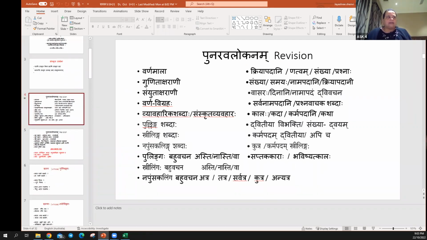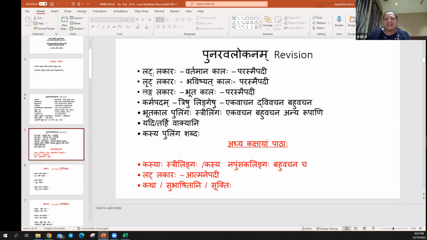Now, revision. We have all done this revision up to Bhavishyat Kala, from Varnamala to Bhavishyat Kala. Is there any doubt in this? For now? No? And then we went to Lakaras. We went with Lakaras, Vartamana Kala, Parasmai Padi. We have two types of Lakaras here. I was not there for this. Latlakara was there, but last week's class, I was not there. I'm doing this again because you all were not there last week. So, Latlakara, Ritlakara, Langlakara.